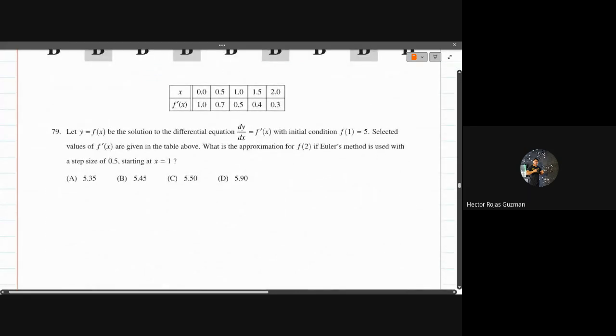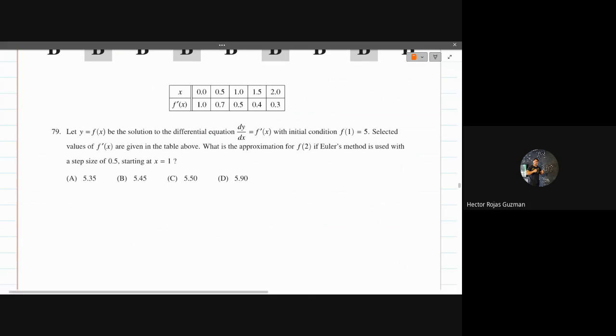We have f of x. It's a differential equation. We have an initial condition right here, 1 comma 5. Approximate f of 2 using Euler's method. So Euler's method is all about using tangent lines, right? And we usually use a table to organize our thoughts, but again, it's just a tangent line.